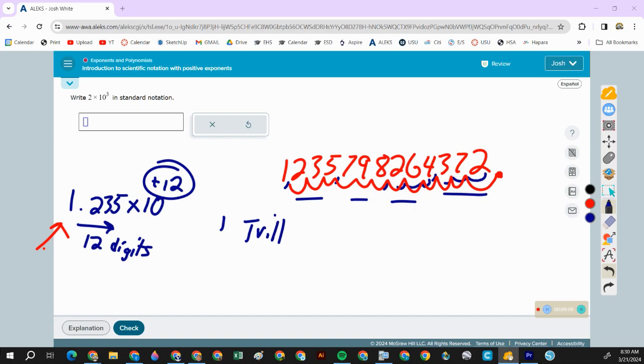So this problem says, what is 2 times 10 to the negative 3? Well, that 3 is positive, so we need to move that number 3 units to the right, or that decimal 3 units to the right. So 2.0. I'm going to move this 1, 2, 3, and then I just fill all of those in with zeros. So 2 times 10 to the third is the same thing as 2,000.